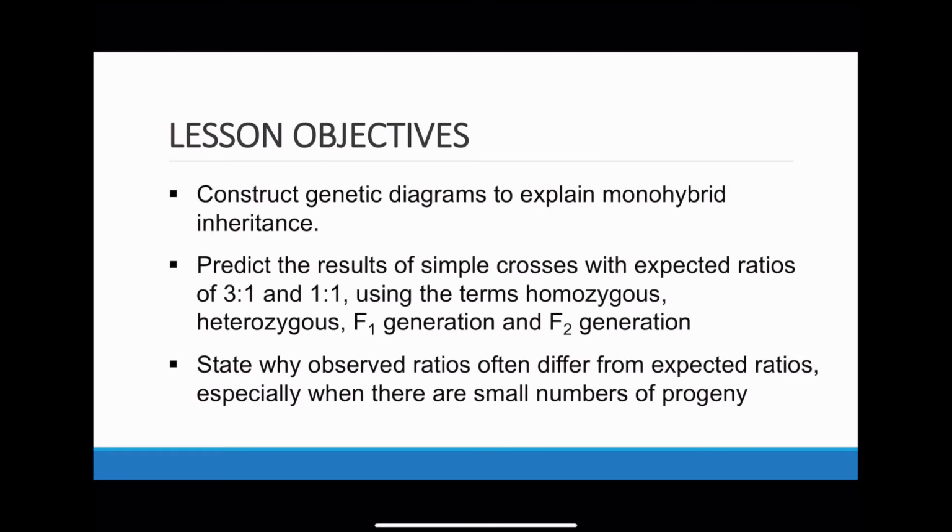The lesson objective for today is to construct what we call genetic diagrams. We also need to learn how to predict the results of simple crosses with expected ratios. And last but not least, be able to explain why observed ratios of offspring can be different from expected ratios.